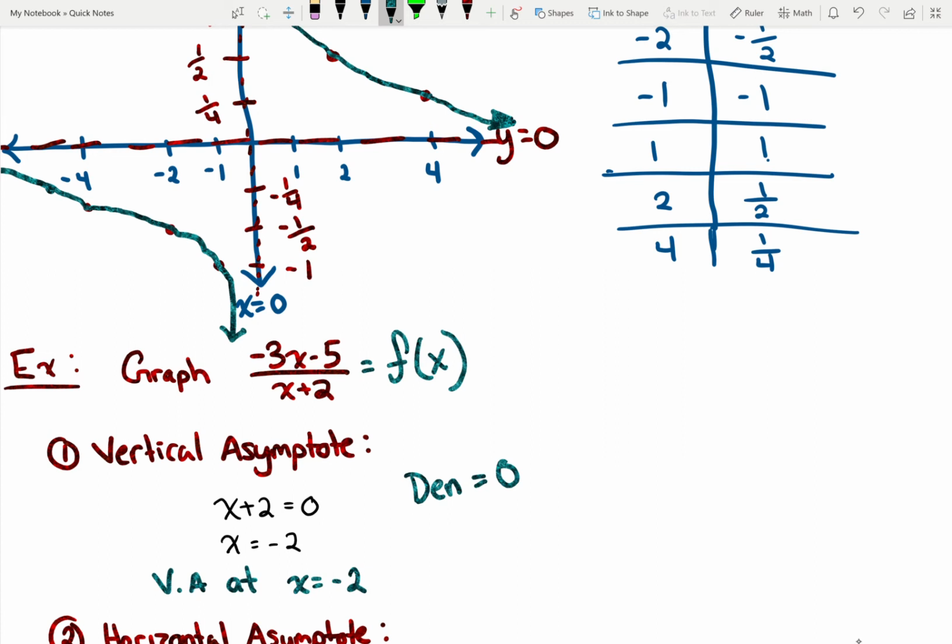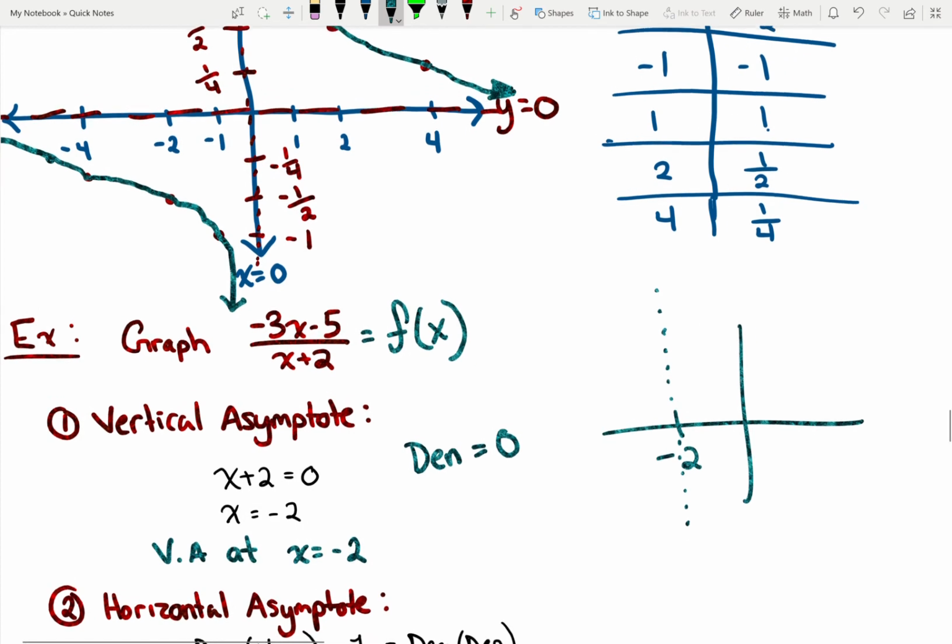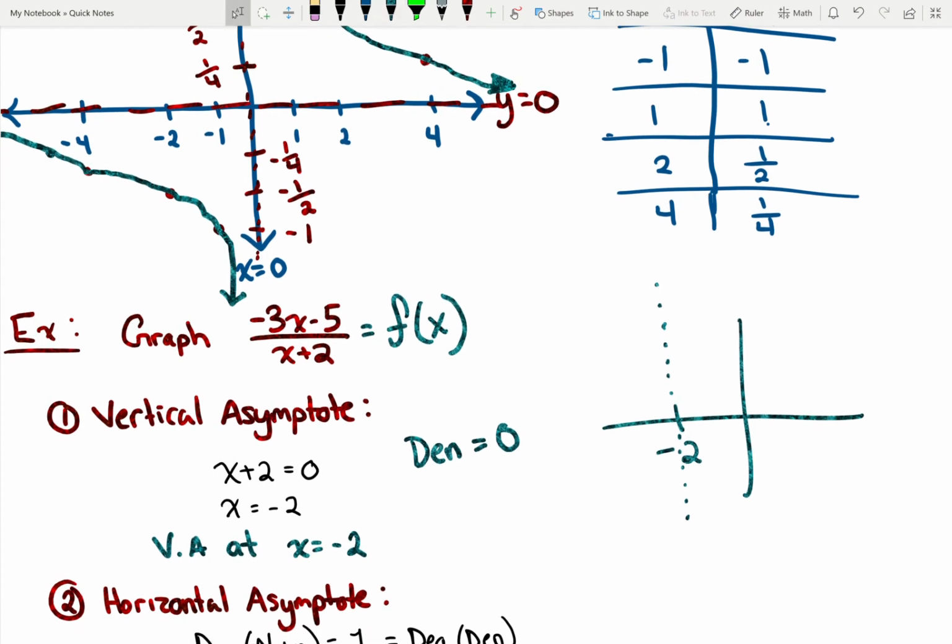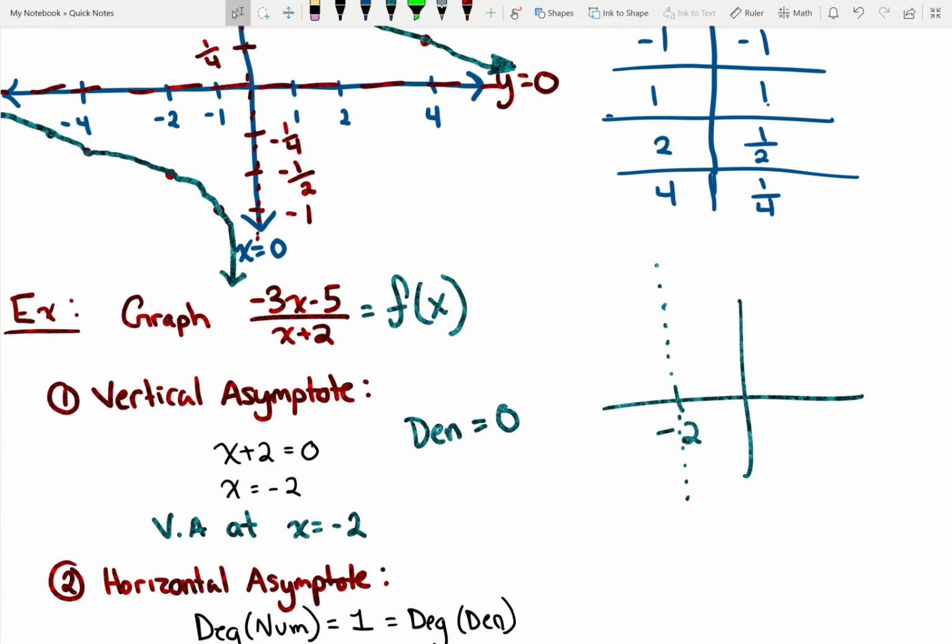This tells me that I have a vertical asymptote at x equals minus 2. So on my graph, here's minus 2. I'll have an invisible line that blocks any points or anything from crossing it. Okay, so horizontal asymptote, remember how we figure that out? We compare the degrees. The degree of the numerator is 1, because there's an invisible 1 right here. And the degree of the denominator is also 1 because there's an invisible 1 right here.